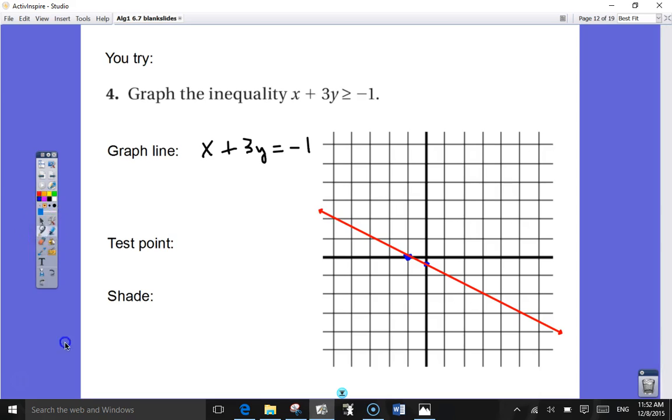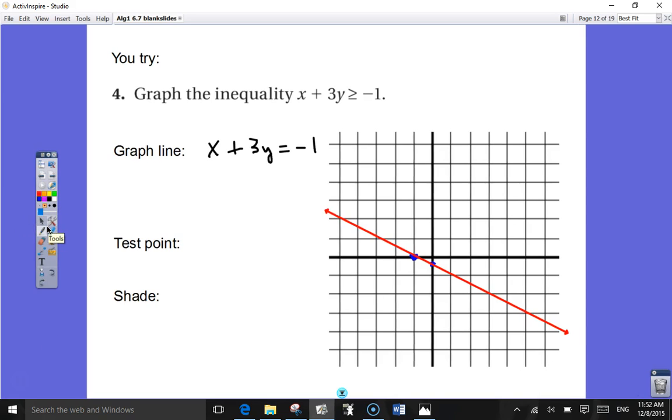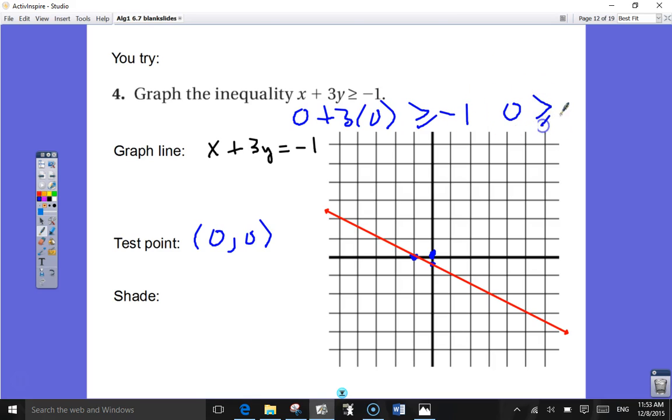Okay, now need to test a point. Which is a good test point? 0, 0? Sure, it's not on the line, so let's use that. I'm just going to use blue to highlight that. The test point is right there. 0, 0. Okay, 0 plus 3 times 0 is greater than or equal to -1. 0 is greater than or equal to -1. Is that true? So what does that tell me to do? True. Shade on the side which has that dot.